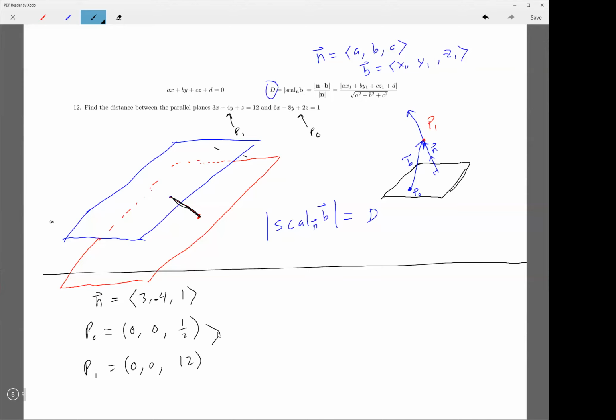So now it means that your B vector is going to be P1 minus P0. So that's going to be 12 minus a half, so that's going to be 23 over 2. It's going to be 0, 0, 23 over 2.